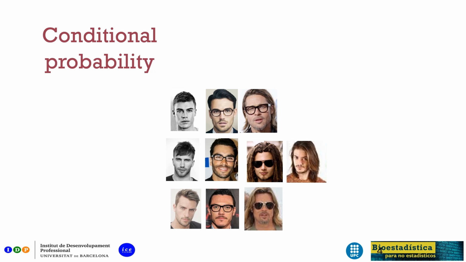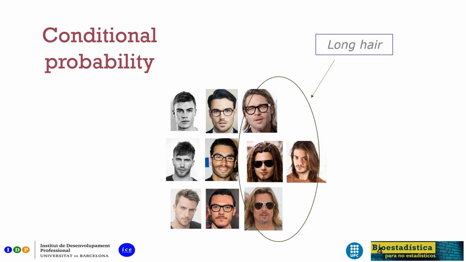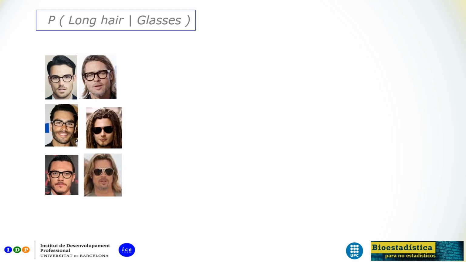Suppose we play soccer with these friends. Among them, 6 out of 10, 60%, wear glasses, and 4 have long hair, 40%. We want to know what information each variable provides about the other. If we know they are wearing glasses, how likely is it they have long hair? Of the 6 with glasses, 3 have long hair, 50%.